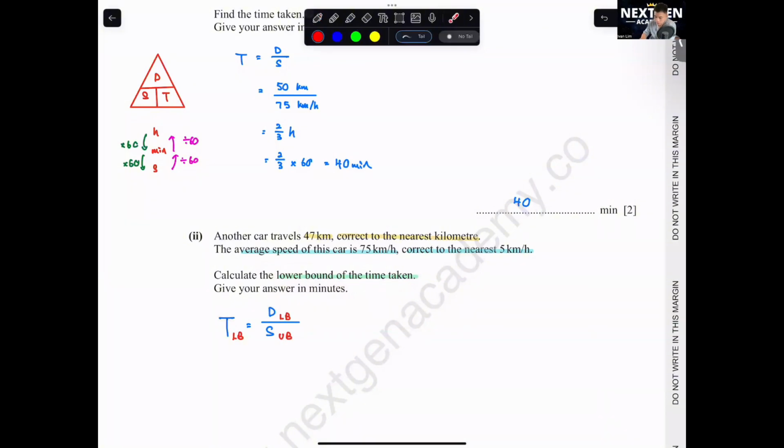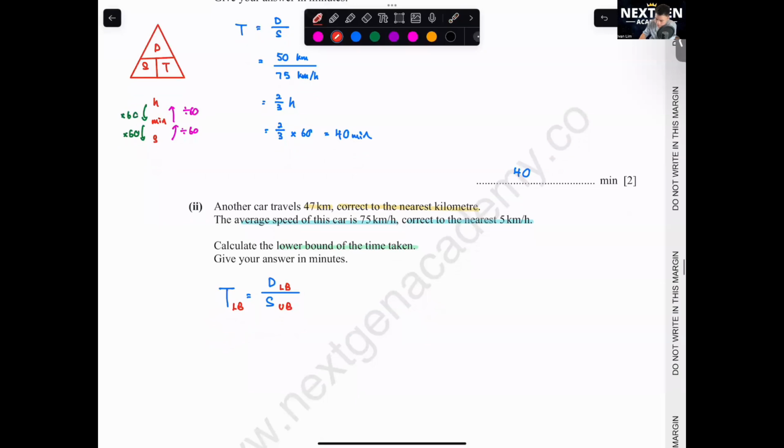Okay, think of it like this. How can I get my smallest possible value? I take a small value divided by a big value. Okay, to find the distance lower bound. They say the distance is 47 km, correct to the nearest kilometer. So I want to find the lower bound, which means I minus 1/2 km, which will get 46.5 km.